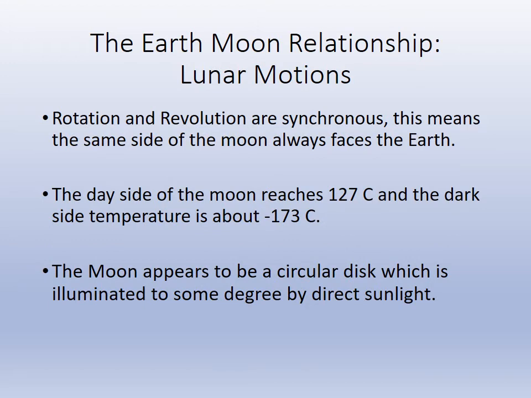So rotation and revolution with the moon are synchronous. The same side of the moon is always facing Earth. And the disk of the moon is almost the same size as the sun. When it's closest to us during an eclipse, it would block out the entire sun. When it's farther from us in its elliptical orbit during an eclipse, the sun is larger and it would just look like there was a hole in the sun.